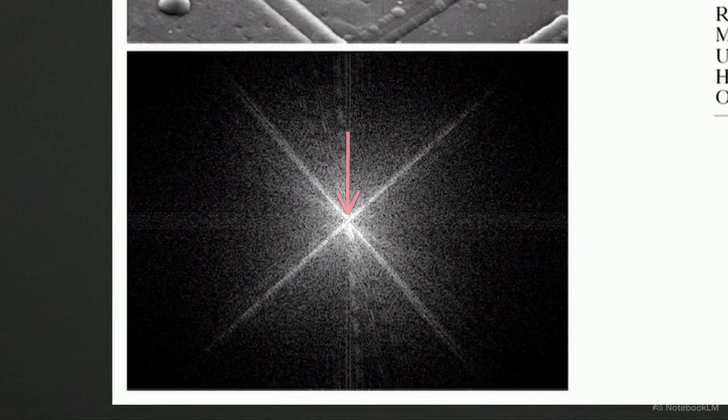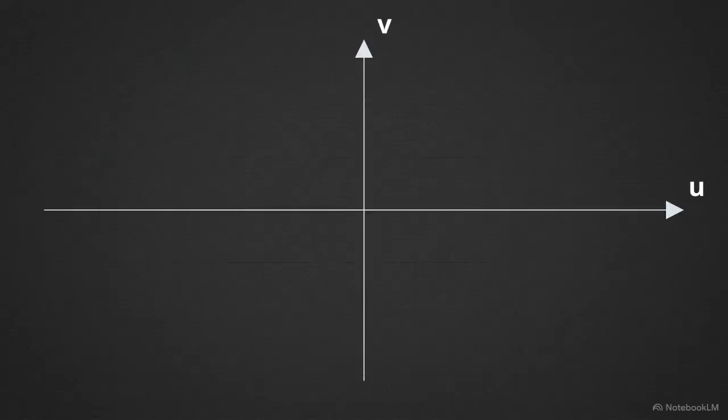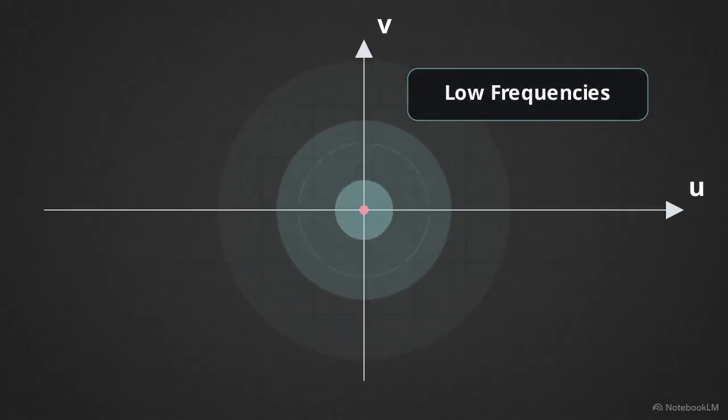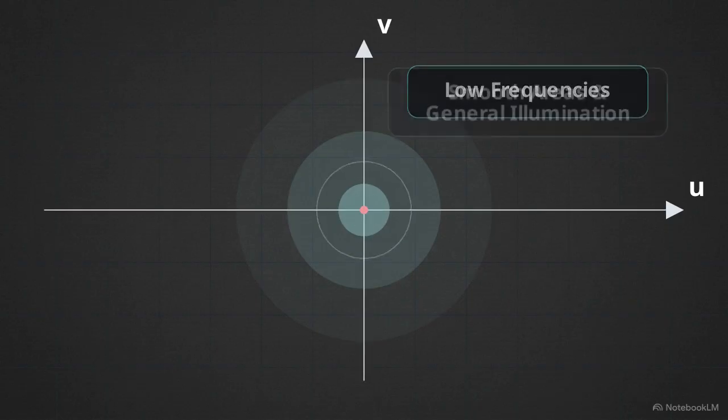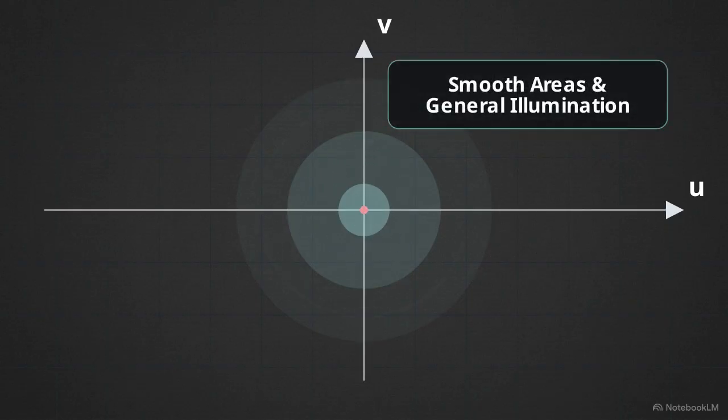To read this map, you look at the magnitude, which indicates the strength of a given frequency. Stronger frequencies appear as brighter white pixels. The map follows a strict geographic rule. The low frequencies gather at the exact center, or origin. These represent the smooth areas and general illumination of the image. As you move outward, you reach the high frequencies, encoding sudden transitions.